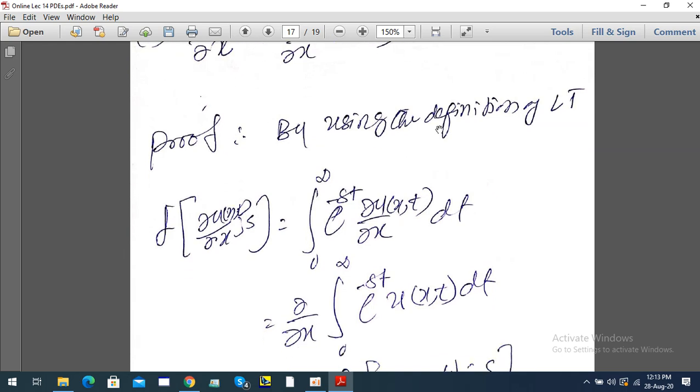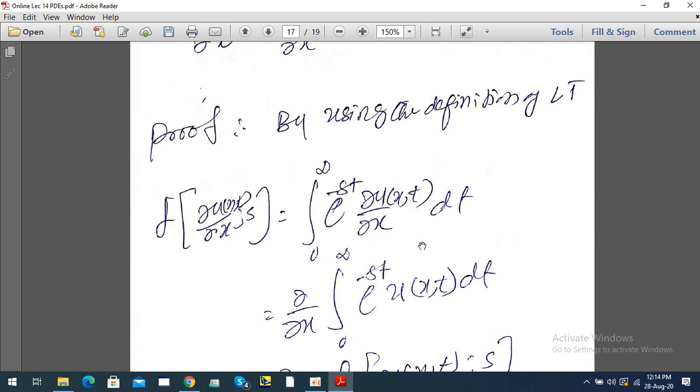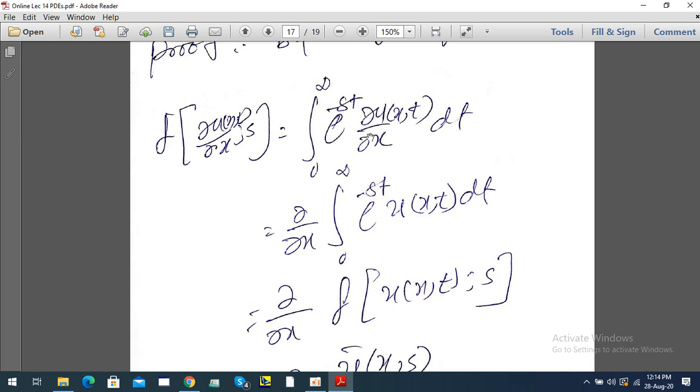So by using the definition of Laplace transform, the Laplace of partial u by partial x, now this is not t, okay? So how to find the Laplace when the function is differentiated with respect to a space variable x, y, z? So, integral 0 to infinity of e power minus st, f of t dt. This is your f of t now. As with respect to t, partial by partial x is constant, so we just take it out, and we have e power minus st u of x,t dt.